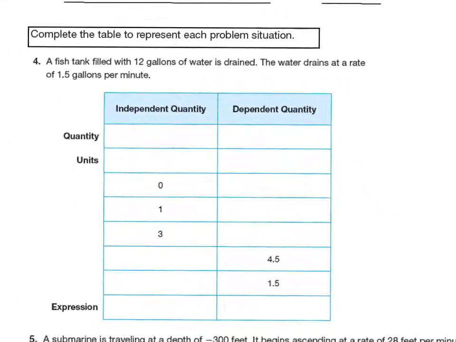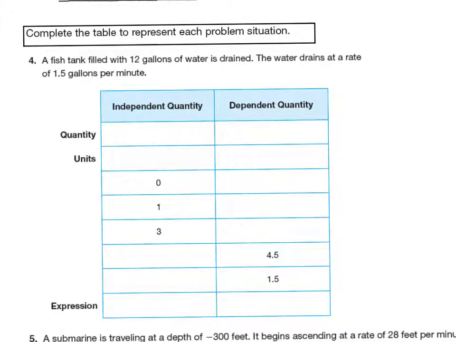Looking at this example, a fish tank is filled with 12 gallons of water and is drained. So it's got water and then it's going to be drained, which means it's going to go down. The water drains at a rate of 1.5 gallons per minute.